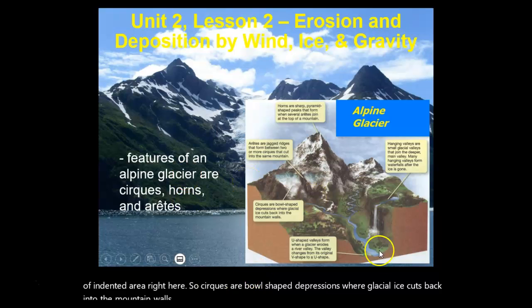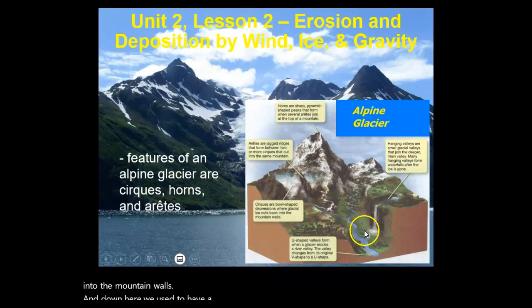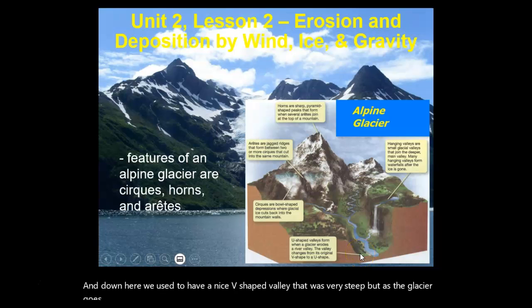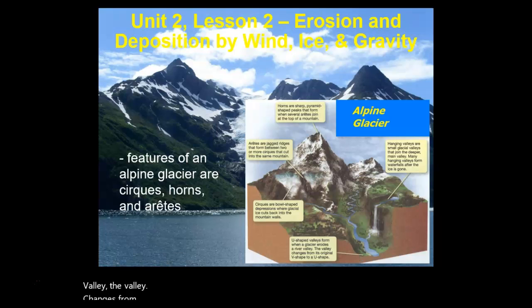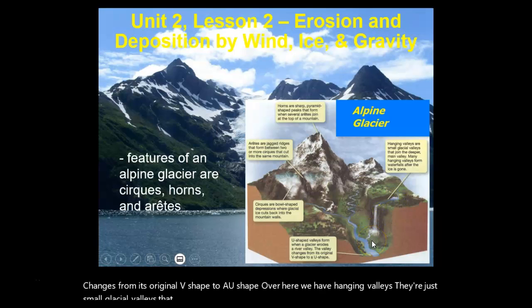And down here, we used to have a nice V-shaped valley that was very steep, but as the glacier goes through, we get a U-shaped valley. And that gets formed from when a glacier erodes a river valley. The valley changes from its original V shape to a U shape. Over here, we have hanging valleys. They're just small glacial valleys that join the deeper main valley. Many hanging valleys form waterfalls after the ice is gone.